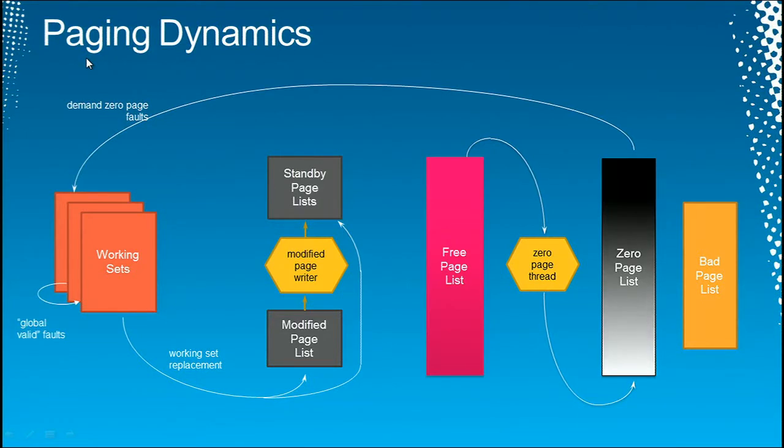The case that I just showed you of Notepad starting up, and one of those shareable pages of notepad.exe moving into the shared column, that's what's called a global valid fault. That's a page fault that's satisfied from somebody else's working set. So with that second Notepad, when it touched those pages, the system looked and said, oh, those pages are over in this other Notepad's working set. We're going to map them into your working set as well.